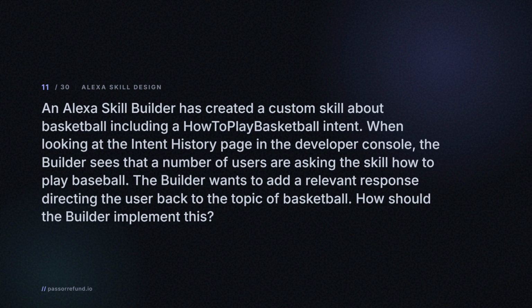All right, let's see how you do with this one. An Alexa Skill Builder made a custom skill all about basketball and includes a how to play basketball intent. But when they check the intent history in the developer console, they notice a bunch of users are actually asking the skill how to play baseball. The builder wants to add a good response that points the user back to the topic of basketball. How should they go about doing that?